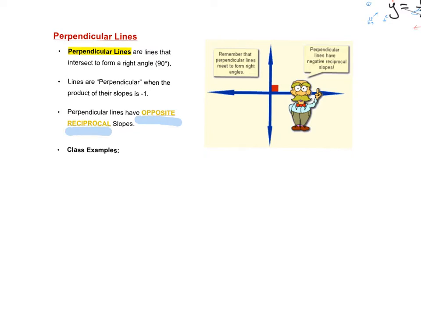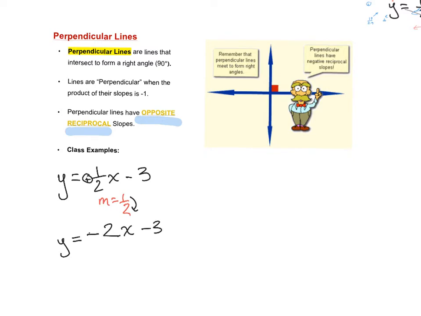Let's take, for example, y is equal to 1/2 x minus 3. The slope of this line is 1/2. In order to have a line that is perpendicular to it, therefore creating a 90-degree angle, the slope has to be the opposite sign and the reciprocal. So if the slope is 1/2, the slope of a perpendicular line is the opposite of 1/2. Right now it's currently positive. So the opposite would be negative, and the reciprocal of 1/2 is 2/1, or just 2.